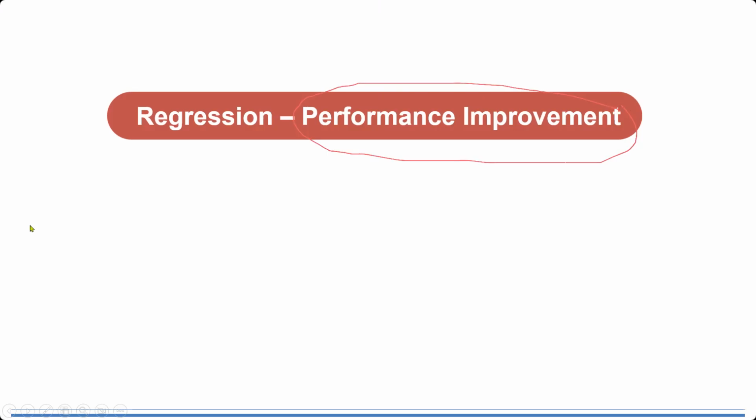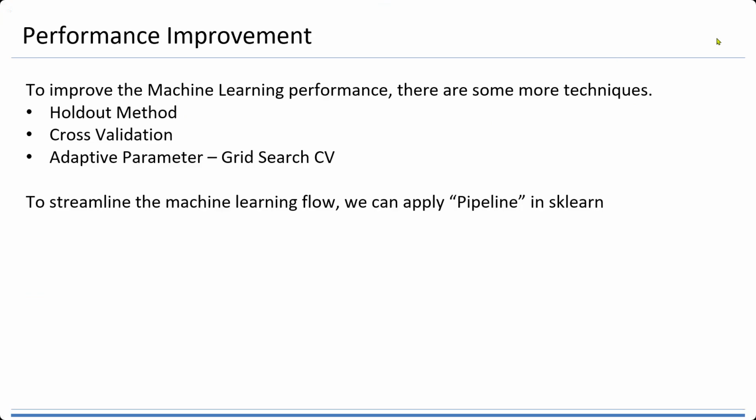Now I'm going to discuss performance improvement. Let's see how we can improve the performance of the regression. To improve the machine learning performance, there are some techniques. We can use the holdout method, we can use the cross validation method, and we can use the grid search cross validation.